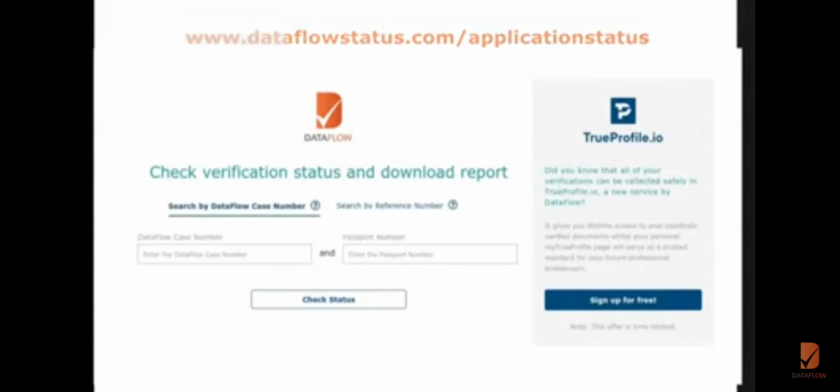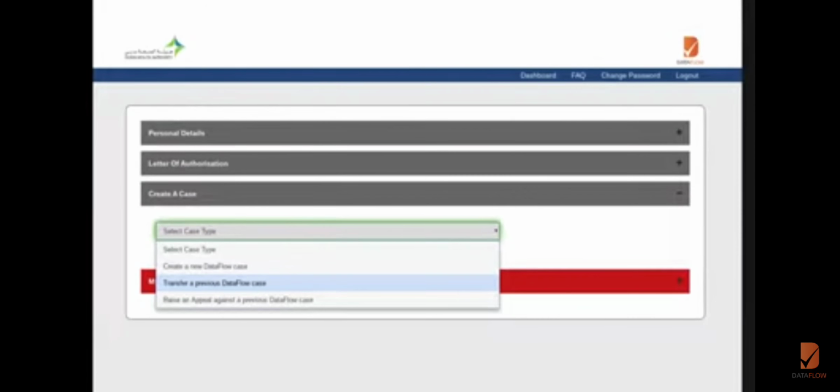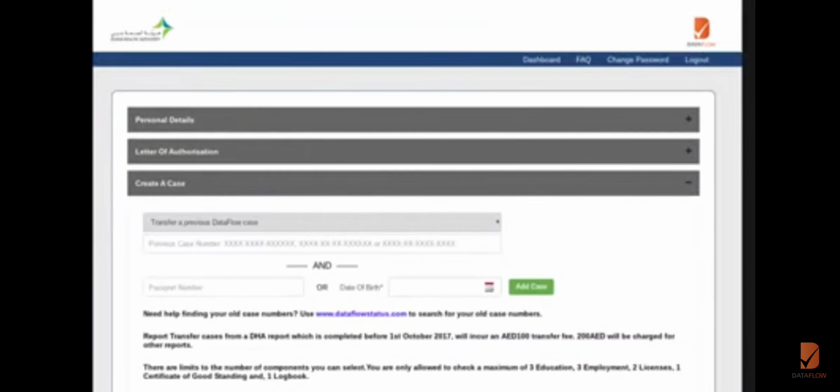Report transfer process. If you already have an existing primary source verification report from DHA or any authority, you need to create a report transfer of your previous report. To do so, select Transfer a previous Dataflow case. To begin with, you will need to add the previous case number and a passport number or date of birth. Once you have done that, select Add Case to add one more case.